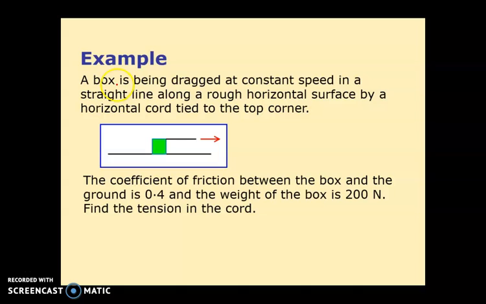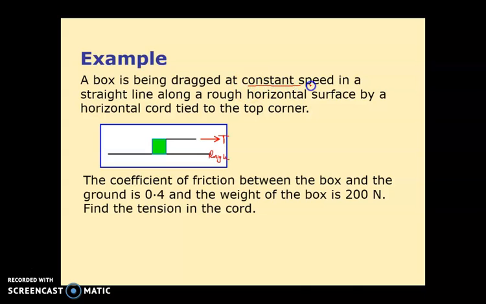This one says a box is being dragged at constant speed, this is probably the box, in a straight line along a rough horizontal surface. So this is a rough floor. Now when it's a rougher floor, of course, you get friction. It's being pulled along this floor by a horizontal cord. Presumably this is the cord, and it's giving it some kind of, I'll call it a tension. The coefficient of friction, it says, between the box and the ground is 0.4. It says it as well, look at this, it's being dragged at constant speed.